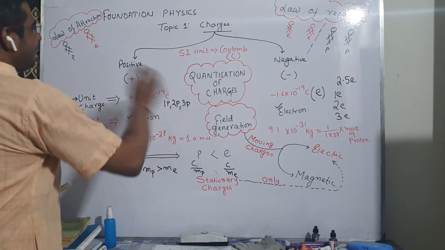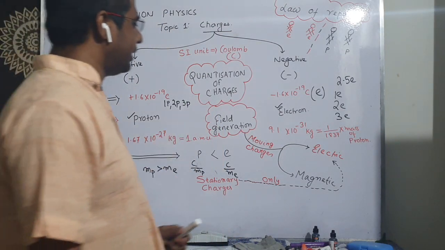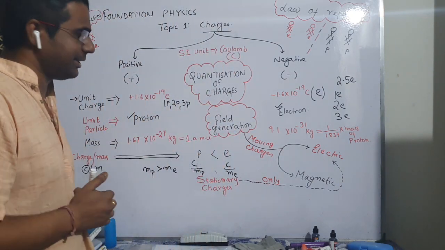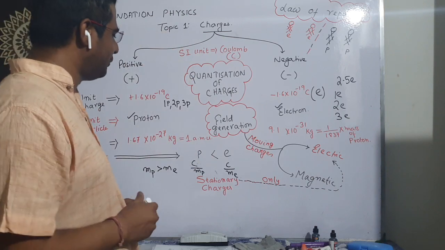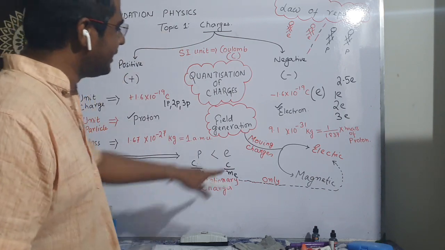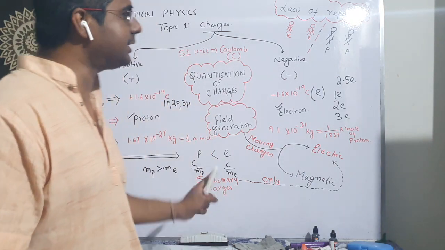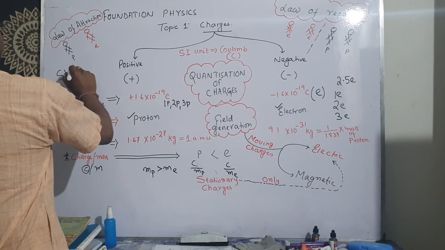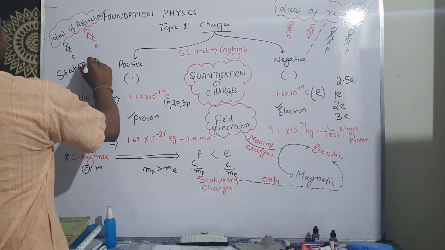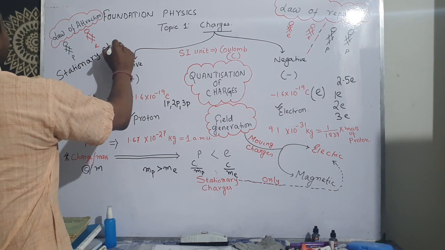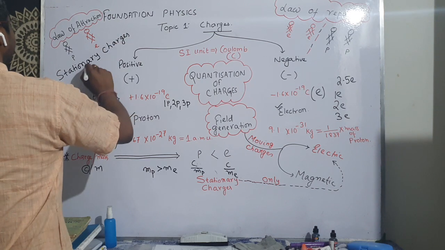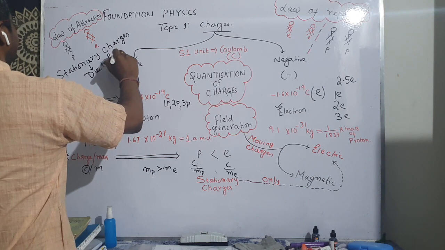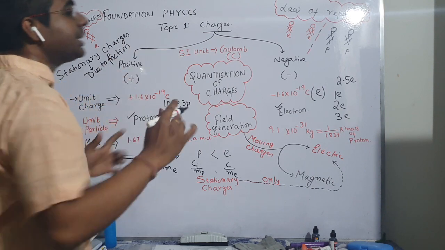Okay. Next is field generation. Another very important thing. So we are basically saying we are generating something. See, charges are basically of two types. One is stationary charges, another is moving charges. How do stationary charges form? You can write down: stationary charges are due to friction. This is also called frictional charges.